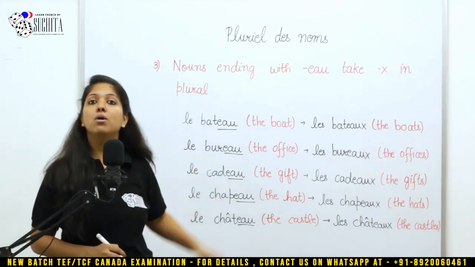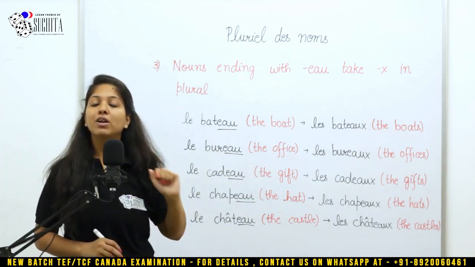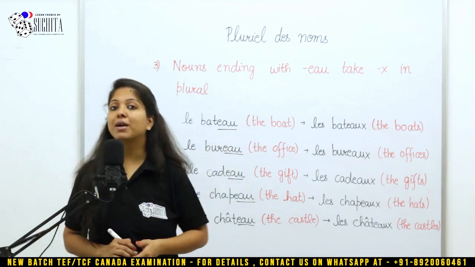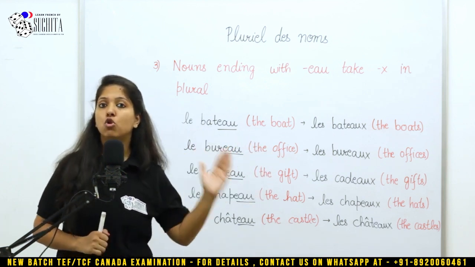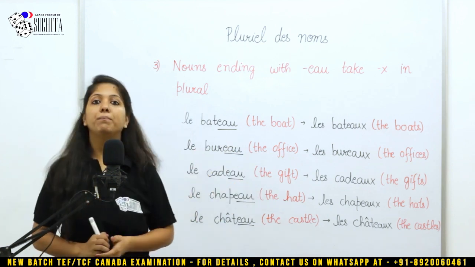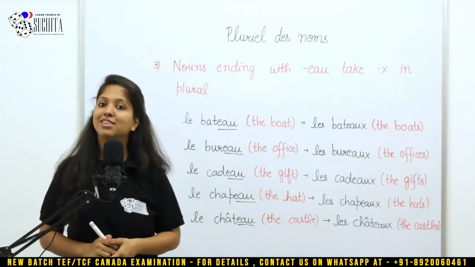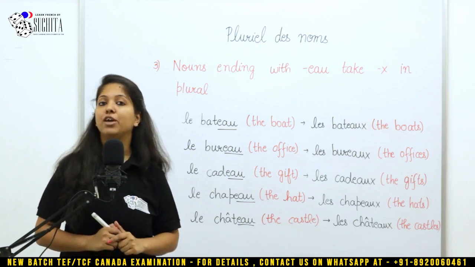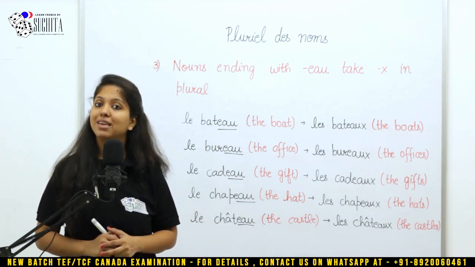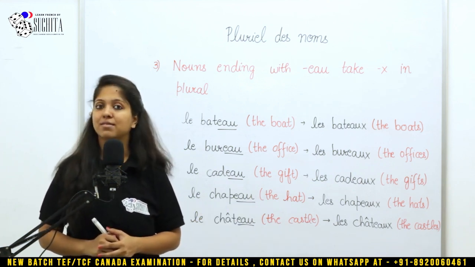On commence avec le bateau. Le bateau, which means the boat. The plural is les bateaux, avec X. Now it becomes the boats. So le bateau, les bateaux. Deuxième exemple, le bureau. Le bureau, which means the office, or it also means the desk. Now it again ends with EAU. So the plural is les bureaux, bureau avec X, which means the offices, or it can also mean the desks.